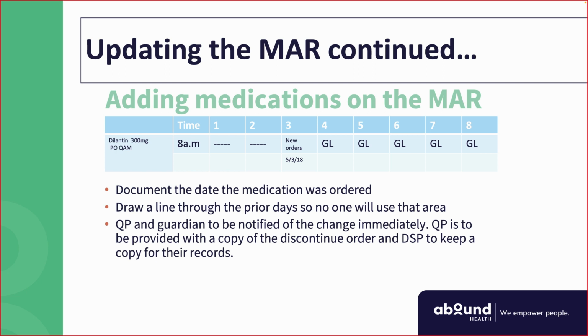This is an example of how you would add a medication to the MAR. Document the date the medication was ordered. Draw a line through the prior days so no one will use that area. QP and Guardian to be notified of the change immediately. QP is to be provided with a copy of the new medication order, and the DSP is to keep a copy for their records.